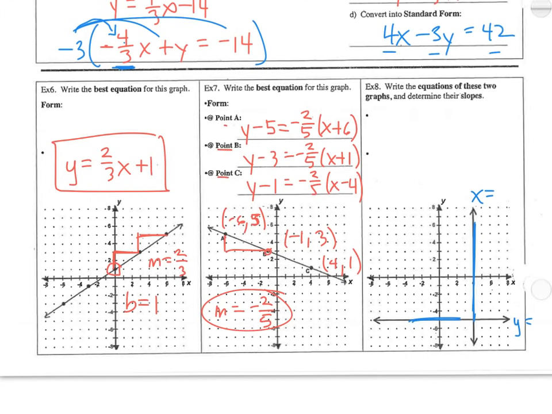Now all I have to look at is where is it crossing. So, since it looks like it's crossing at 4, x equals 4 is the vertical equation. Since it looks like it's crossing at -5, I would say it's y equal to -5. And those are my 2 equations.